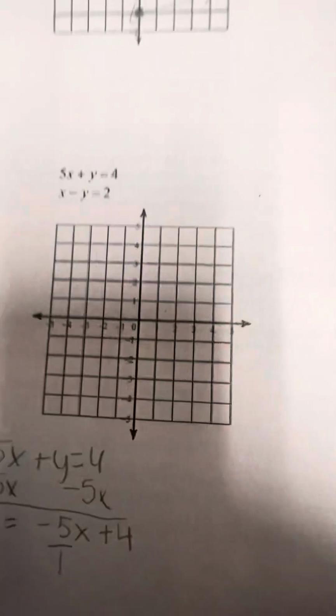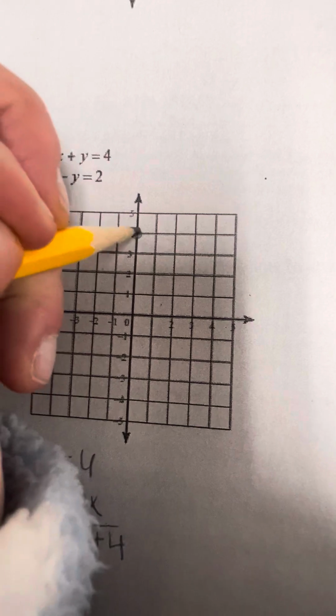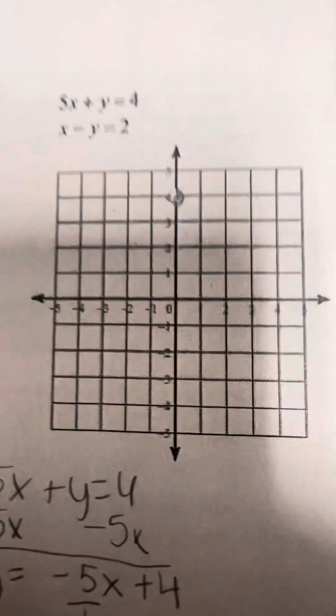We're going to go onto this graph. I'm going to go up to 4. Make a y-intercept dot right there.